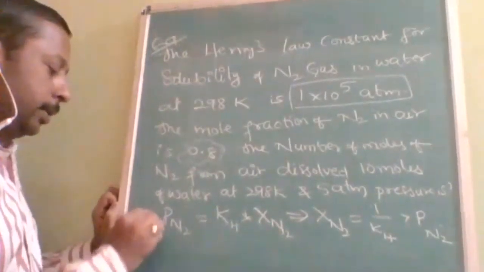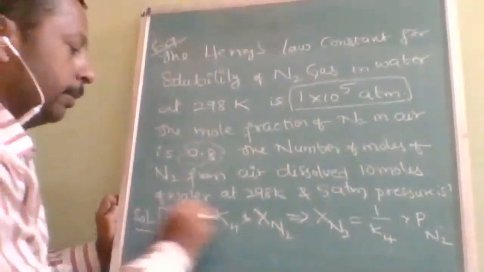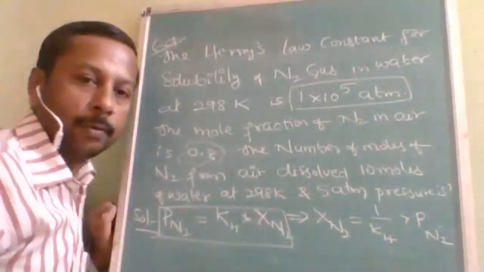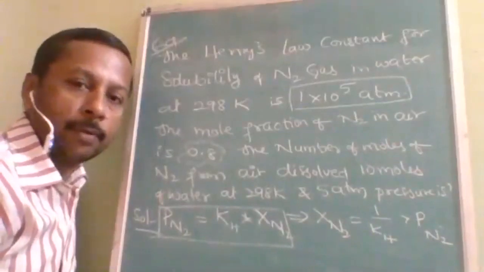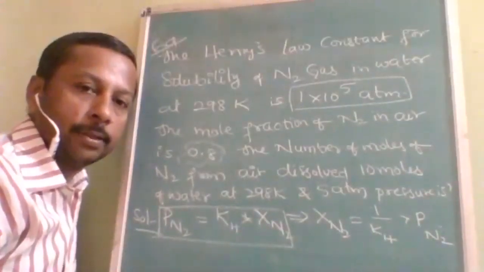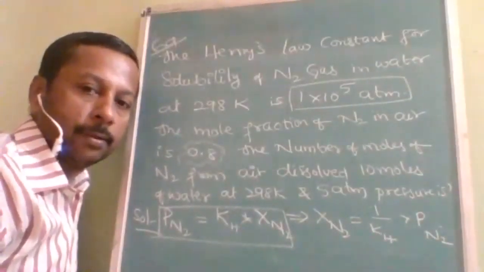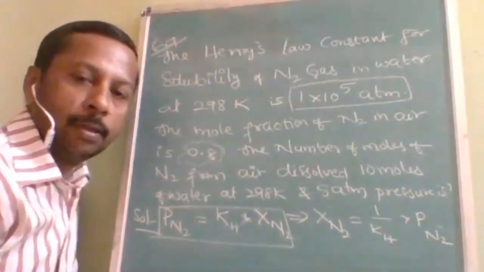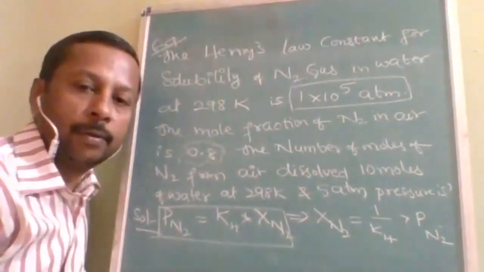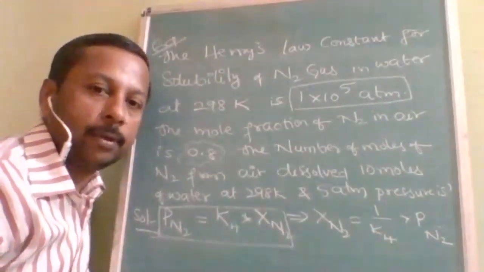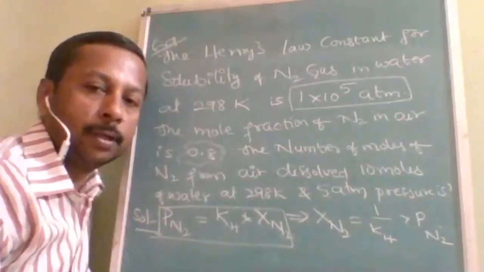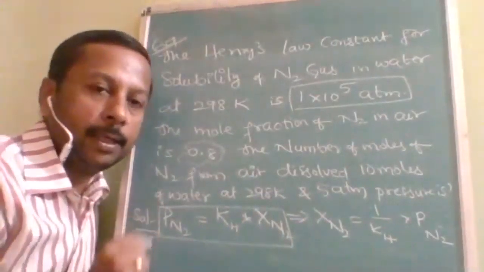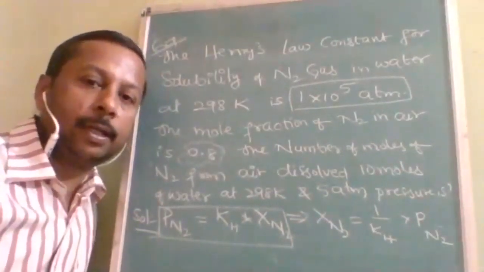Okay, have you tried? Then check with the solution. The solution is Henry's law: P(N2) is equal to KH into X(N2). But what we want here is the number of moles of N2 in 10 moles of water. So first we should find the mole fraction, and then find the number of moles of N2 for 10 moles.